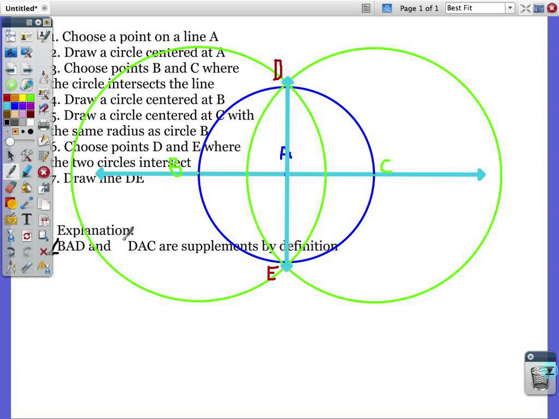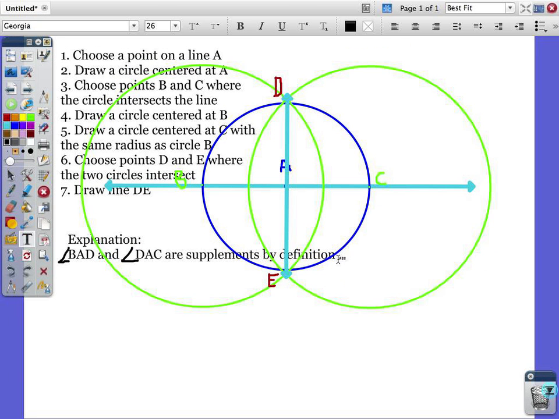Angle BAD and angle DAC are supplements by definition. Now we're going to need to use that when we want to say that it's congruent to its supplement, right? We have to say that they're supplements first. All right, now we need to show that this angle is congruent to this angle because that's what right angle means. If they're congruent to each other, then it's a right angle, right? That's the definition. So how can we show that angle BAD is congruent to angle DAC?